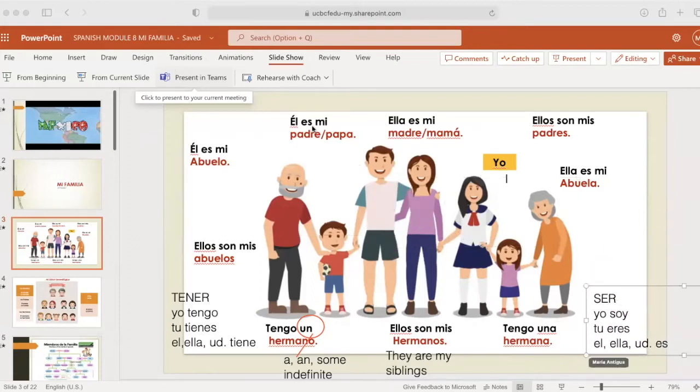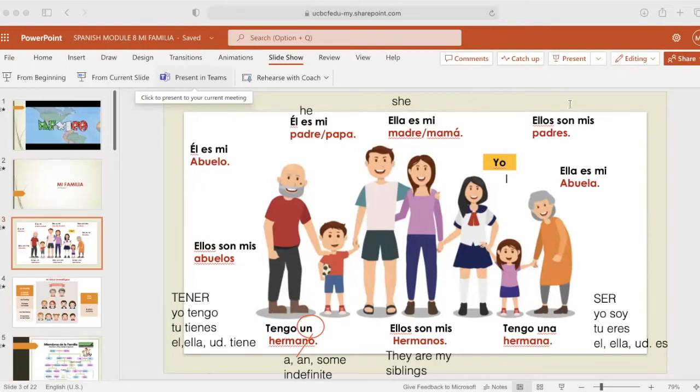Now, let's go here. Él es mi papá. Él, you already know that. Es, you also know that already from here. Mi is my, and padre or papa is father. Okay? Ella es mi mamá, or ella es mi madre. Ella is now what pronoun? She. She is my mom. Okay. And ellos son mis padres.